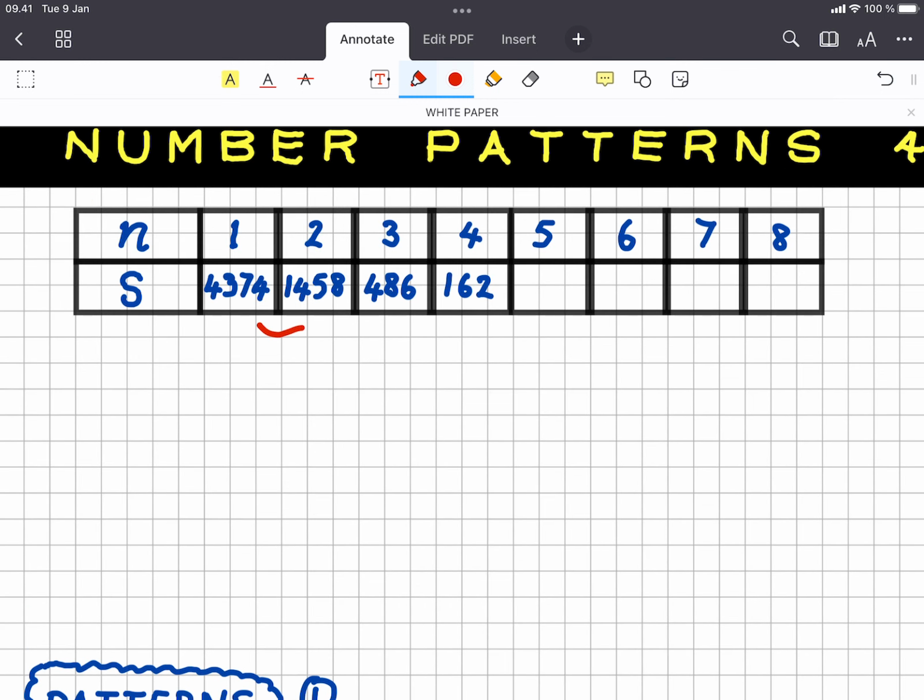To get from one term to the next, you're dividing by 3. Now, dividing by 3 is the same as multiplying by a third. So to get from one term to the next, we're multiplying by a third, and that's going to be the basis of getting our rule.